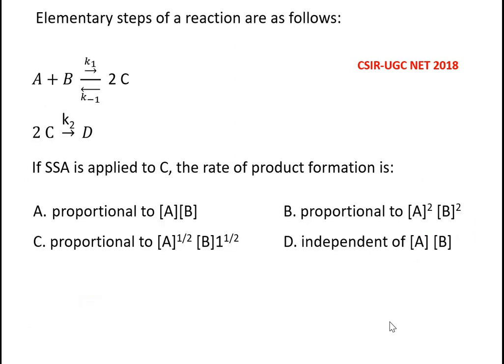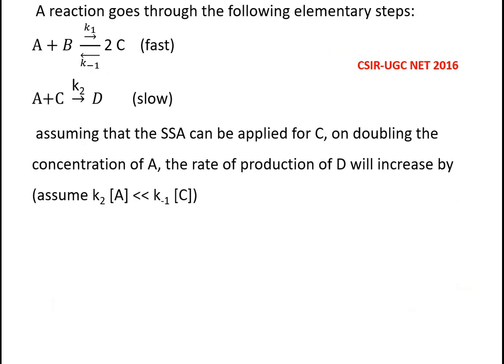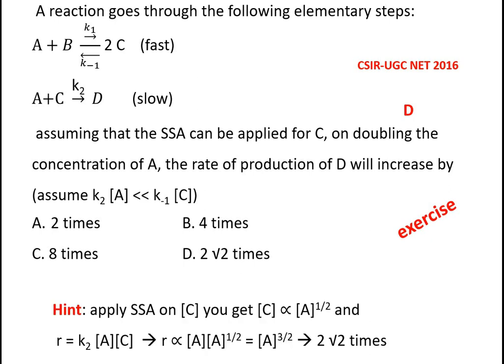The next one is also a similar problem, so you can take it as an exercise. Here a hint is given that you have to apply SSA on C this time. The next one is also an exercise because it's a similar problem, and here you have to apply the SSA on C, and you will get the right answer to be B. Please pause and do it, and come back when you are ready to answer.